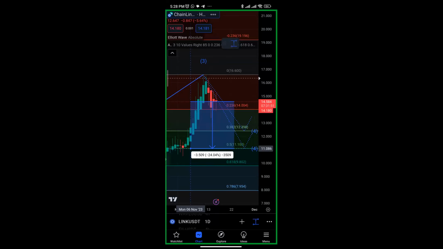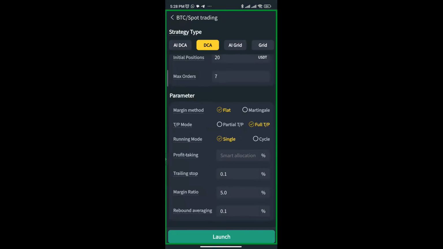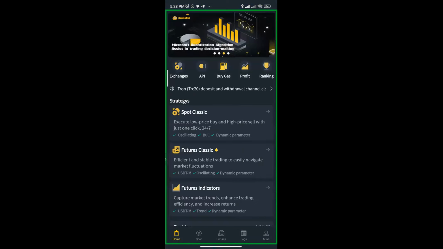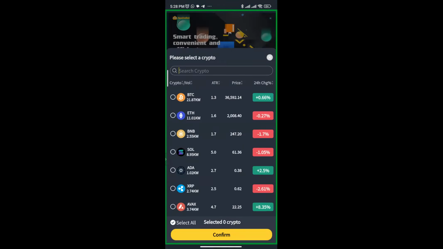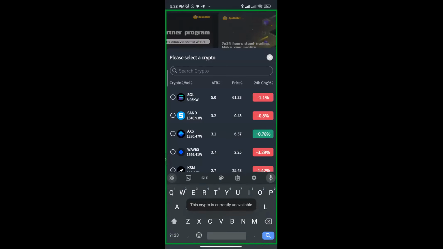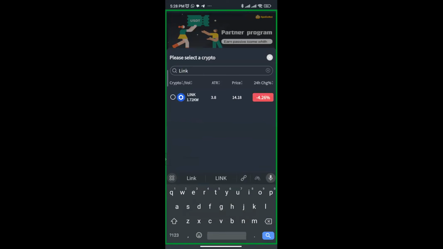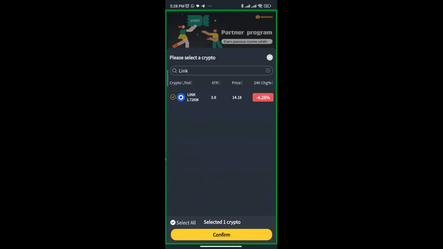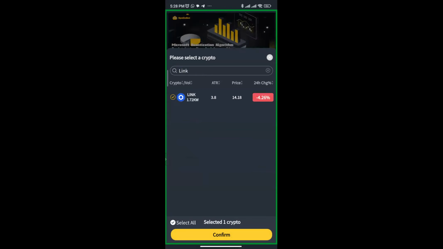So what do I do? I go back to my ApolloBot. I come here. I look for link. I search for link. So this is how to trade semi-auto. This is link. Link is on -4%. So you can see there's a potential for link to come up to +5. All right. So you tap on link, you confirm.